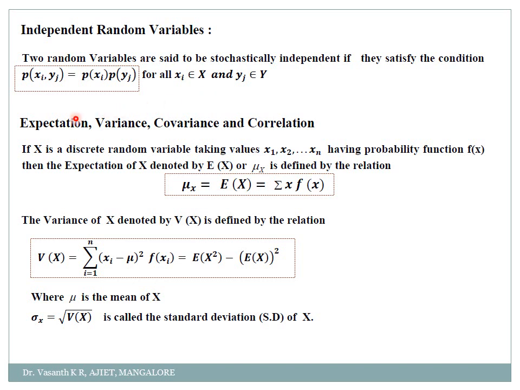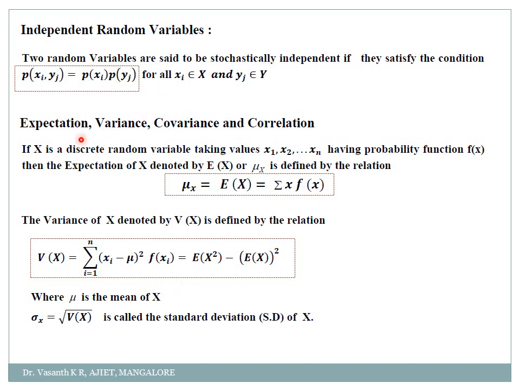Then how will you find the expectation? Expectation, variance, covariance, and correlation coefficient. This is what they ask in the exam. They'll give you a table and ask you to find the expectation, variance, and covariance. So that's why these formulas, whatever I put in brackets, are important.